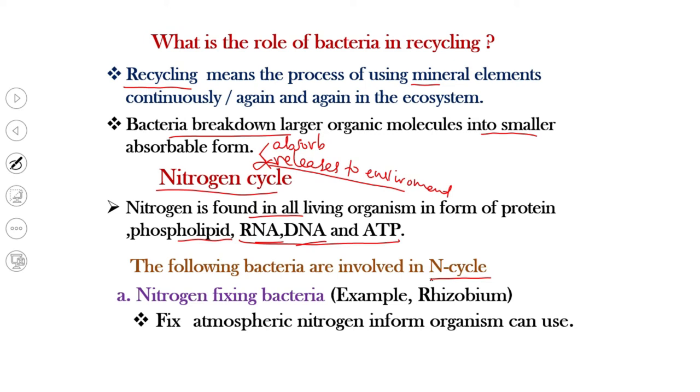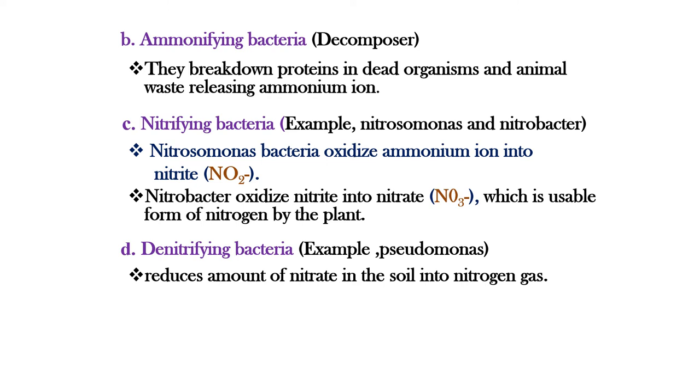One important bacteria here is nitrogen fixing bacteria. These bacteria are considered mutualistic bacteria, most probably found in the root nodules of leguminous plants, for example, Rhizobium bacteria. They are very important in the fixation of atmospheric nitrogen, molecular nitrogen, into a usable form, which you call ammonium. Another process involved here is ammonifying bacteria.